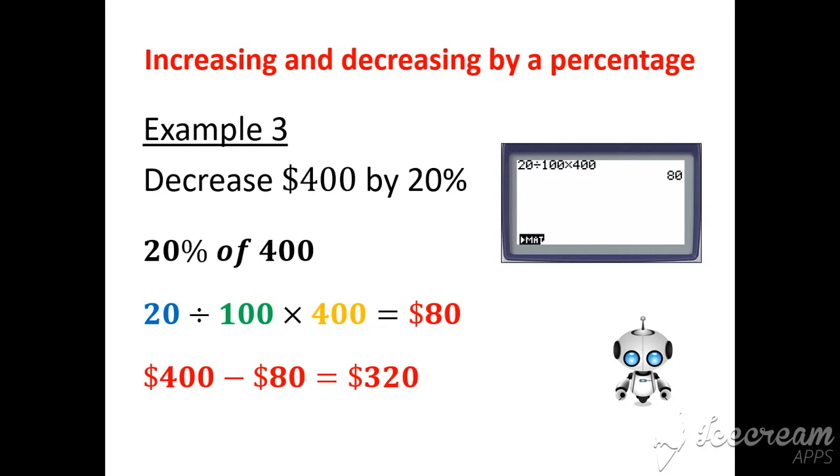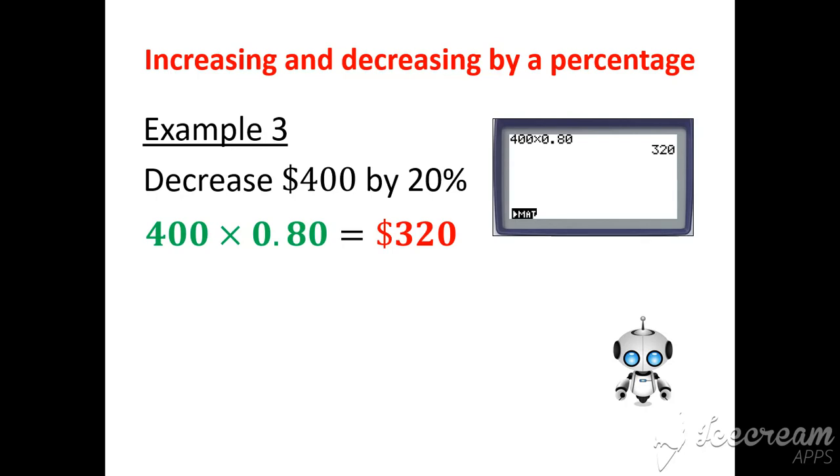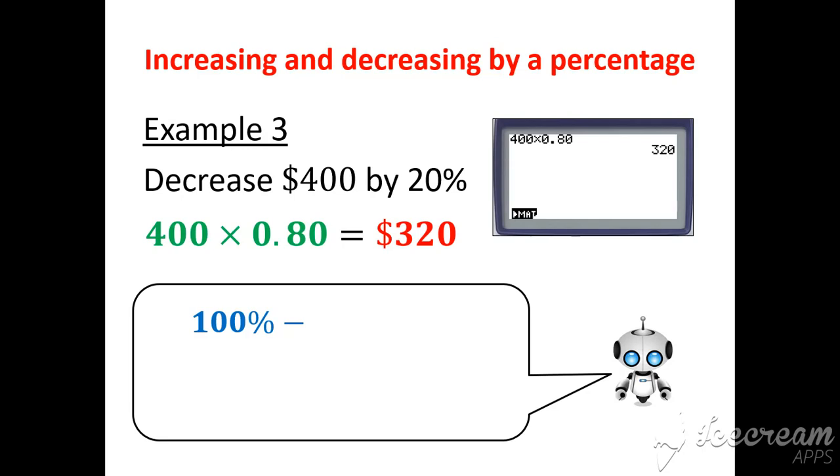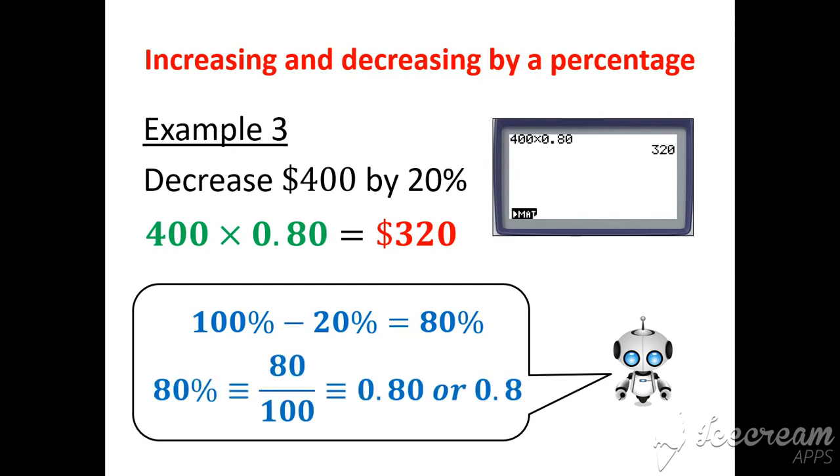Well, here's the new technique. 400 multiplied by 0.80 gives me the answer of 320 straight away. So where does the 0.80 come from? Again, take the $400, which represents the whole lot, 100% of it, subtract, because we're decreasing 20%, that leaves us with 80%. Now, 80% is equivalent to 80 over 100, or 0.8, or just 0.80. So that's why I multiply 400 times 0.80, or 0.8.